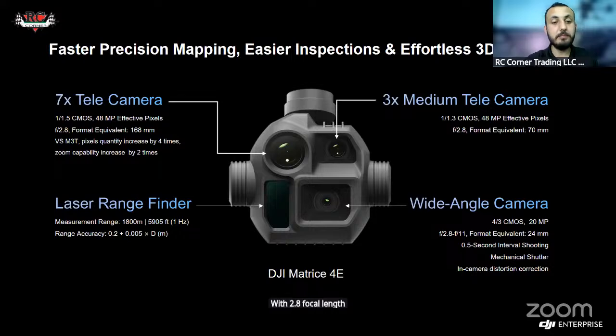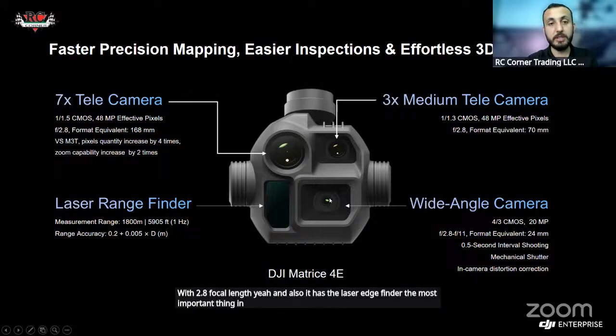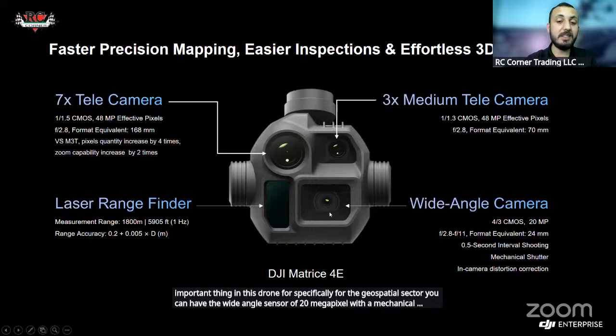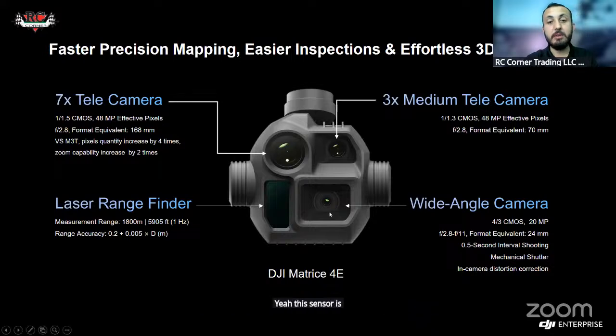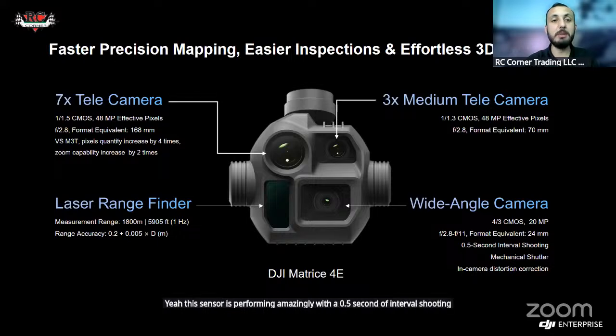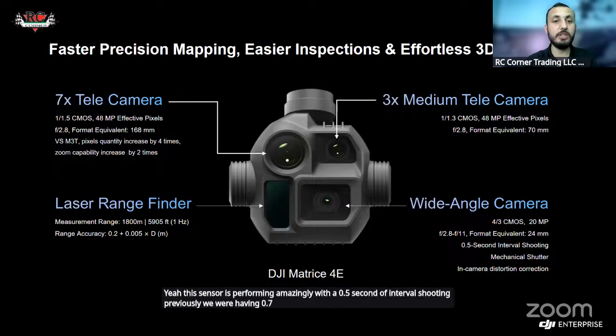And also it has the laser rangefinder. The most important thing in this drone, specifically for the geospatial sector, is the wide angle sensor of 20 megapixels with the mechanical shutter. This sensor performs amazingly with a 0.5 second interval shooting. Previously we had 0.75, so now we reduced it to 0.5 to make the efficiency higher.